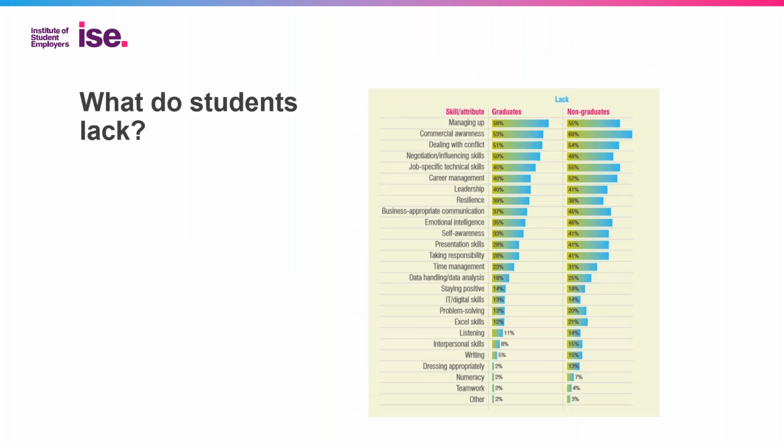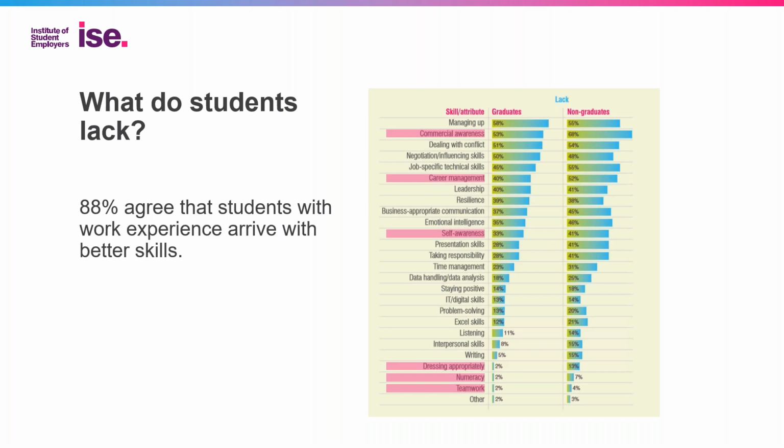If we then look at what they think that students actually lack, we can again see some interesting patterns emerging here. So there are a number of areas where non-graduates are seen as much more likely to lack those skills than graduates: commercial awareness, career management, self-awareness, then dressing appropriately, numeracy, and teamwork, although they're fairly low down at the bottom. So these are areas where graduates have got a clear advantage over non-graduates.